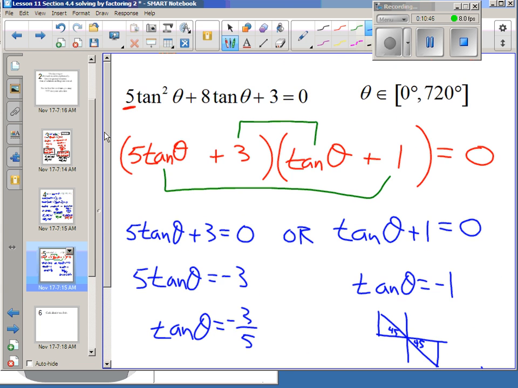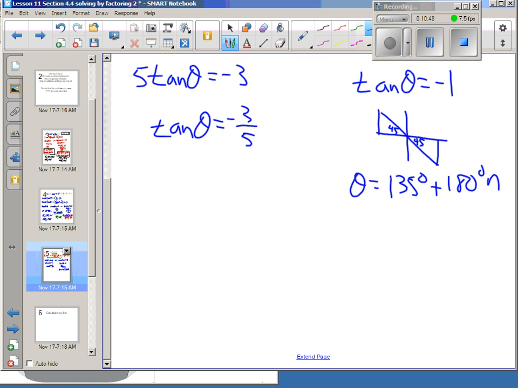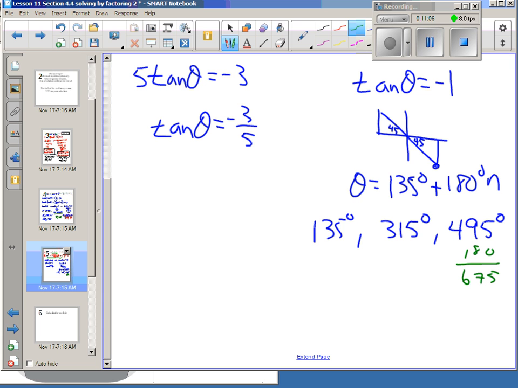If I want all my answers 0 to 720, my next answer is actually this one right there. So I have 135. I have 315. If I add 180, I get 495. And if I add another 180, I get 675. So that's another answer, 675. There's my 4 answers there.